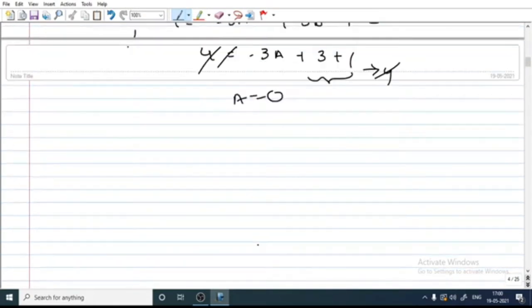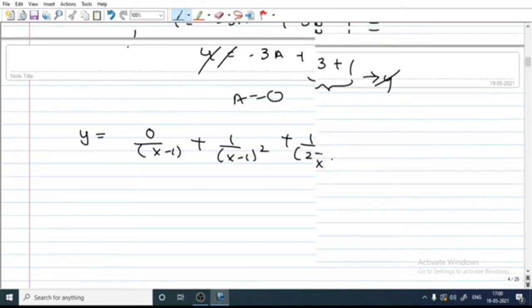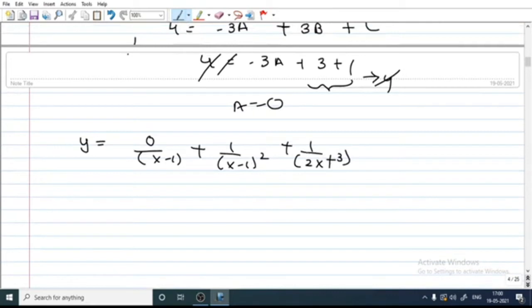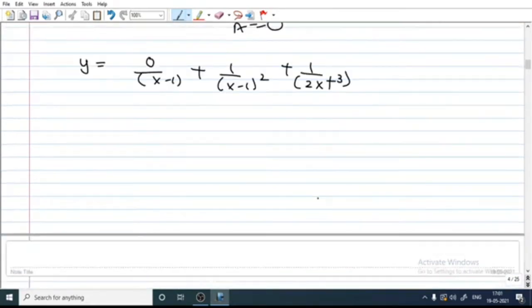After this we have all the values. Now we can express y in terms of A, B, C. So our final expression will be 0 upon x minus 1, plus 1 upon x minus 1 the whole square, plus 1 upon 2x plus 3. So this is the expression which we wanted to get.